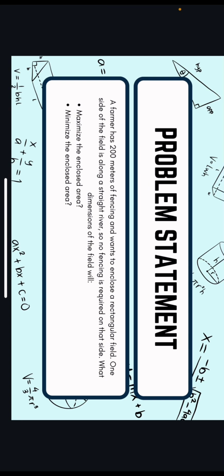So next up, we got another problem. The problem statement is, a farmer has 200 meters of fencing and wants to enclose a rectangular field. One side of the field is along a straight river, so no fencing is required on that side. What dimensions of the field will maximize the enclosed area and minimize the enclosed area?